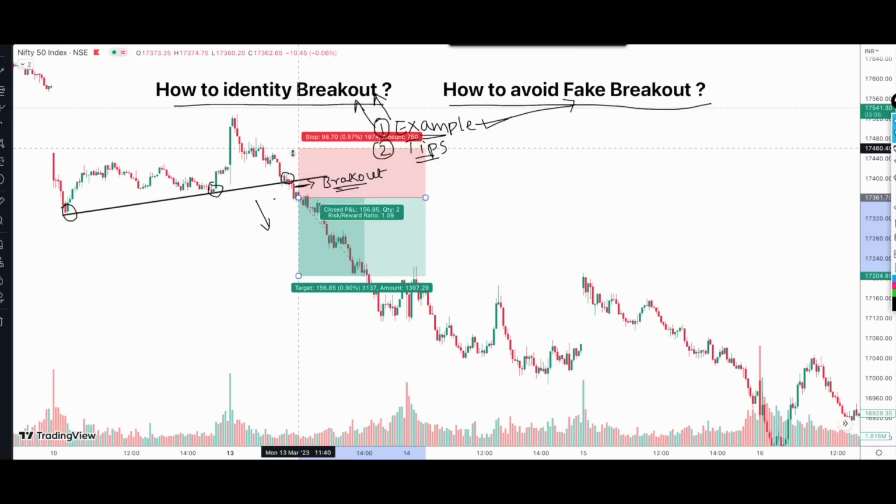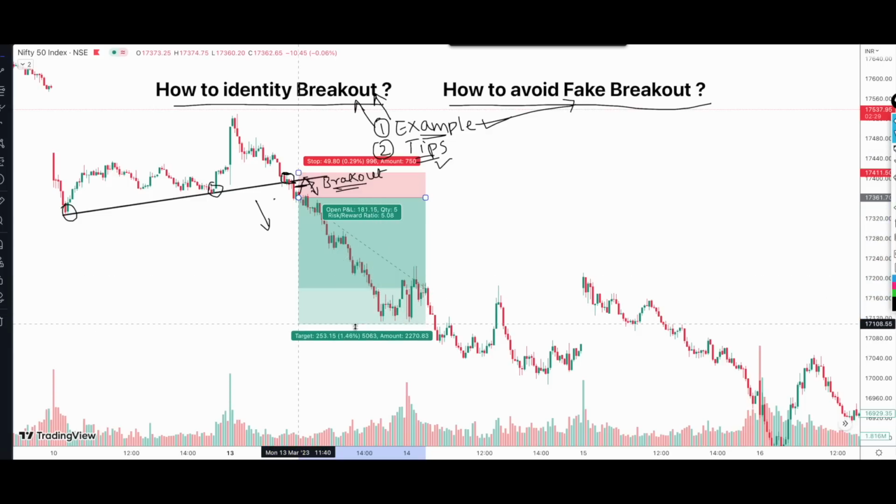Our stop loss will be at least up to this level. Now some people will keep it above the breakout candle high, or some people will keep it a little higher, because in case the market retests this level and then moves towards the downside, that time we can escape. So keeping a stop loss a little higher works better. This was our entry point. Our stop loss is somewhere here.